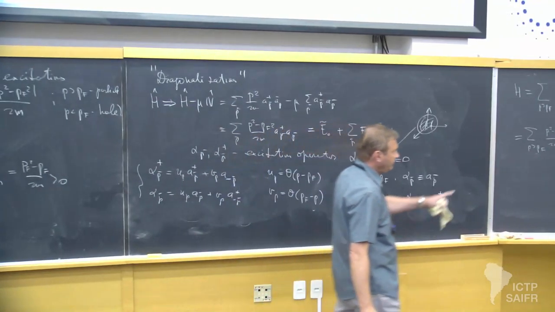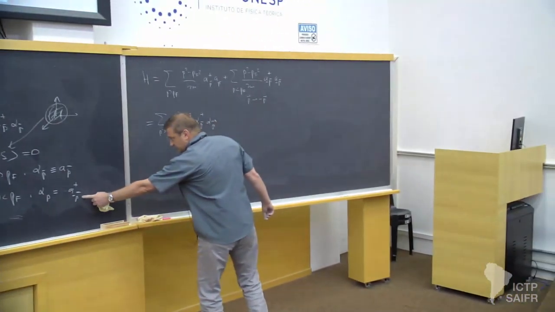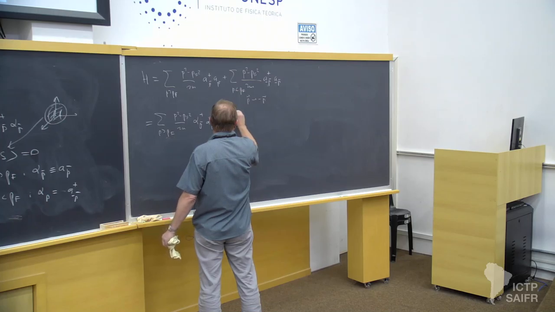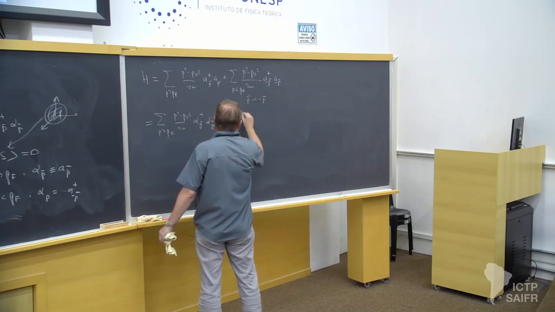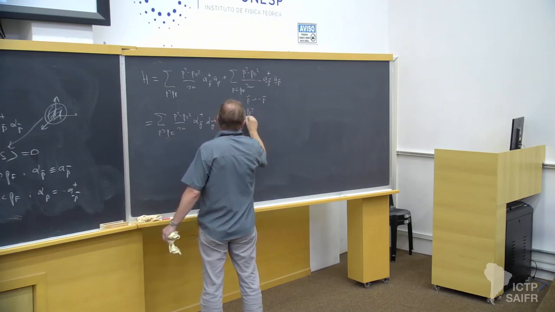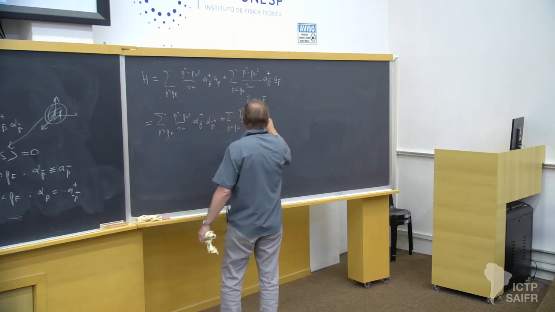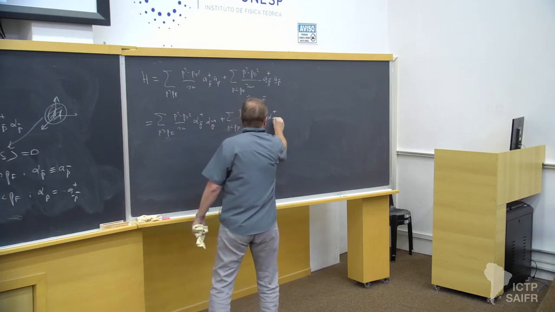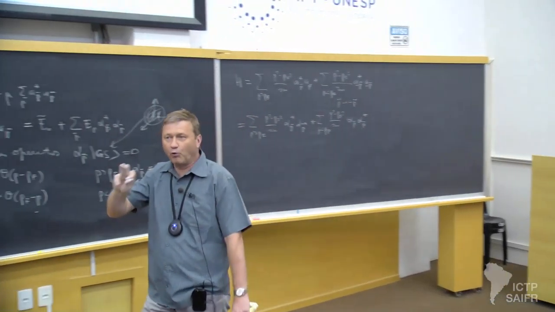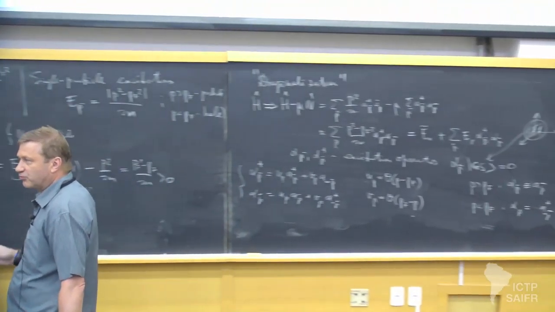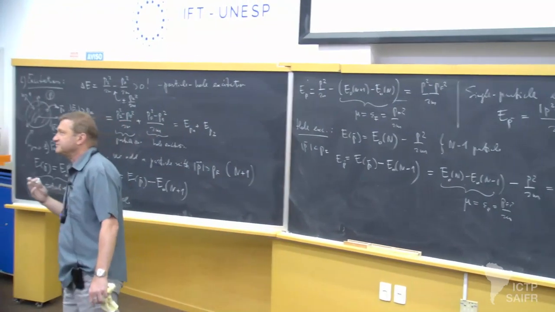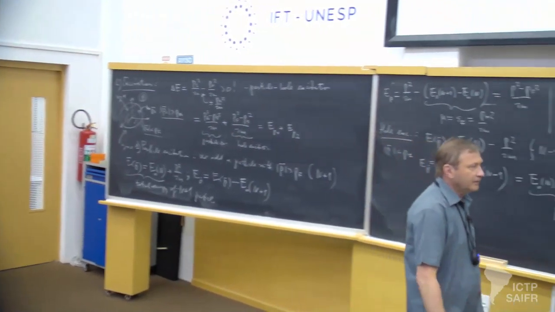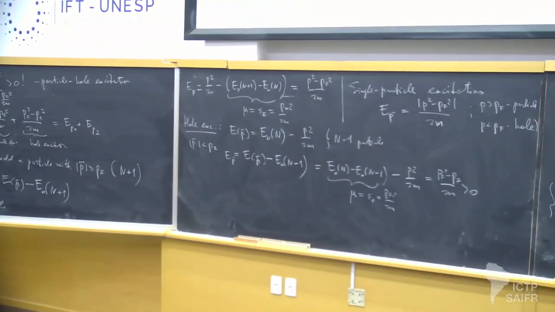And now in the second term, I use this replacement. I write it plus sum over p less than pf, p squared minus p Fermi squared over 2m, and here I will have alpha p alpha p dagger. It's almost right, except for the order. The order is wrong. I want to have alpha dagger alpha, which gives me the number of excitations. But of course, I can use the anti-commutation relation: it's 1 minus alpha p dagger alpha p.